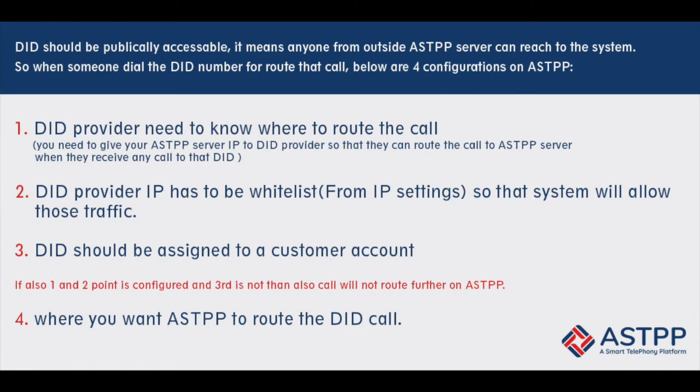Then the third configuration is that the DID should be assigned to a customer account. As I already showed in this video, the customer can purchase the DID or the admin can assign the DID to a customer account for making an inbound call. So if the first and second points are configured and the third is not, then the call will still not route further on our ASTPP.